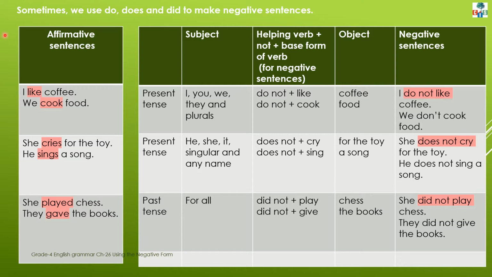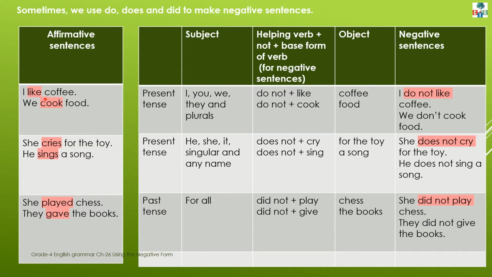Okay, children, keep this thing in your mind also: whenever there is no helping verb in a sentence, you will use do, does, and did to make negative sentences. Now, through this table, we will understand this thing. Look at these examples, children. All of these are affirmative sentences. I like coffee. Here, in this sentence, there is no helping verb. What are helping verbs, children? Is, am, are, was, can, could. So here no helping verb is there.